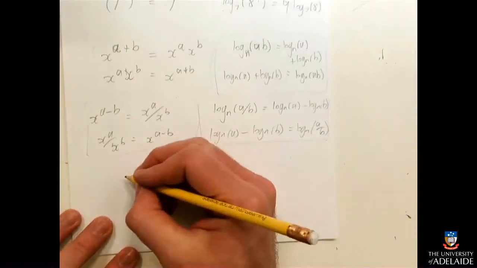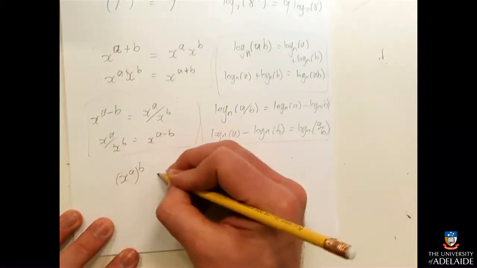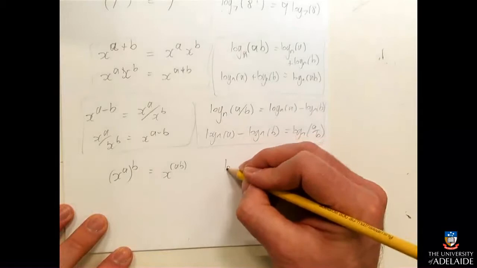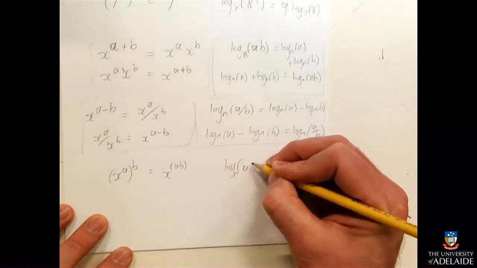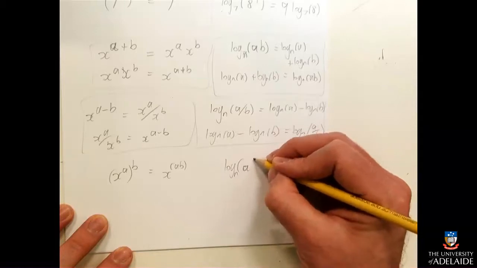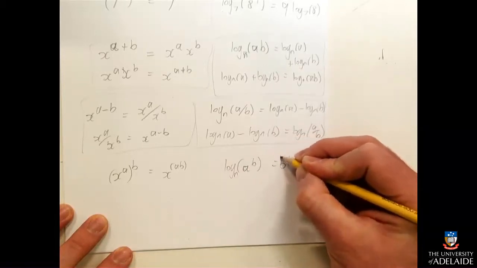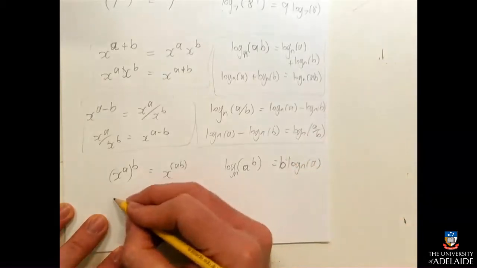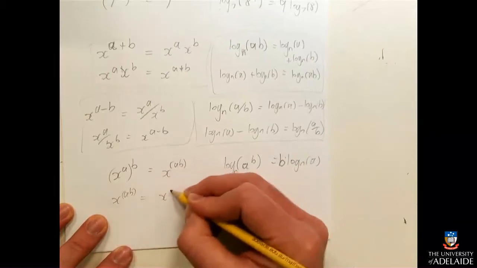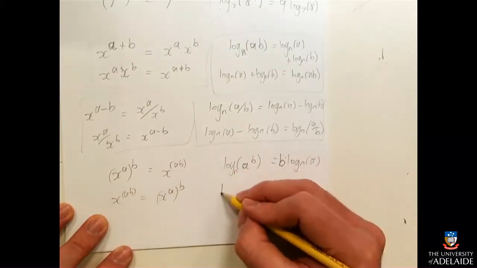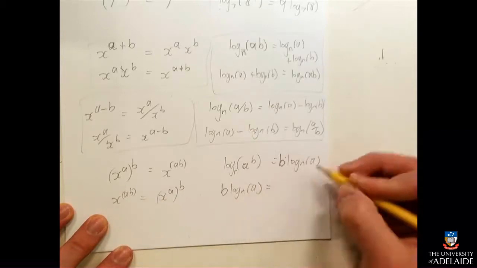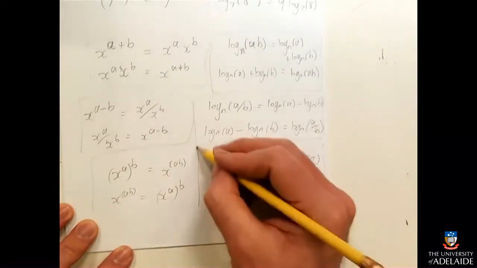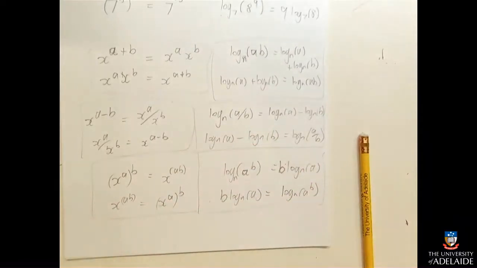So one more rule. X to the A and then to the power of B is X to the AB. And log n of A to the power of B is B log n A. These two don't look as similar as the others, but it's the same idea.